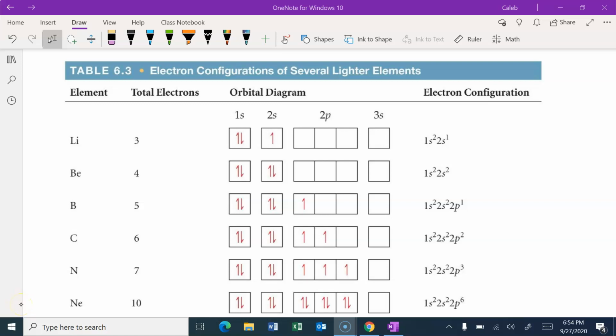Hi class, this is the second video on atomic structure and electron configurations. We just finished reviewing electron configurations and orbital diagrams, and what you see here in table 6.3 is just a list of elements with the number of electrons and the electron configuration and orbital diagram. It's a good idea to cover this up and try these out and make sure that you're fresh on these, and if not, let me know and I will help you review so that you can make sure you know how to do this.